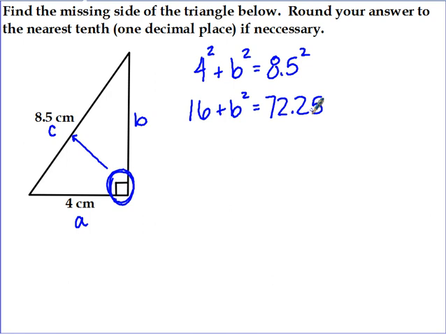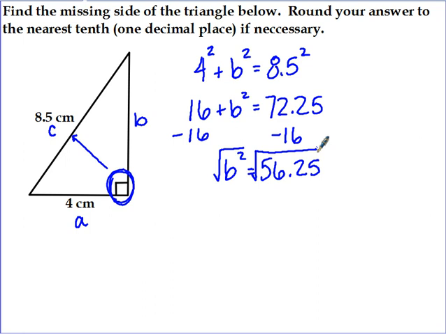Okay, so now I have to get B by itself. So I'm going to subtract 16 from both sides. So I get that B squared is 56.25, and don't round that number, leave everything exact. Okay, and now I see this B again with a square. So to get rid of that, I'm going to take the square root of both sides. So I get that B is exactly 7.5, and my units are centimeters.